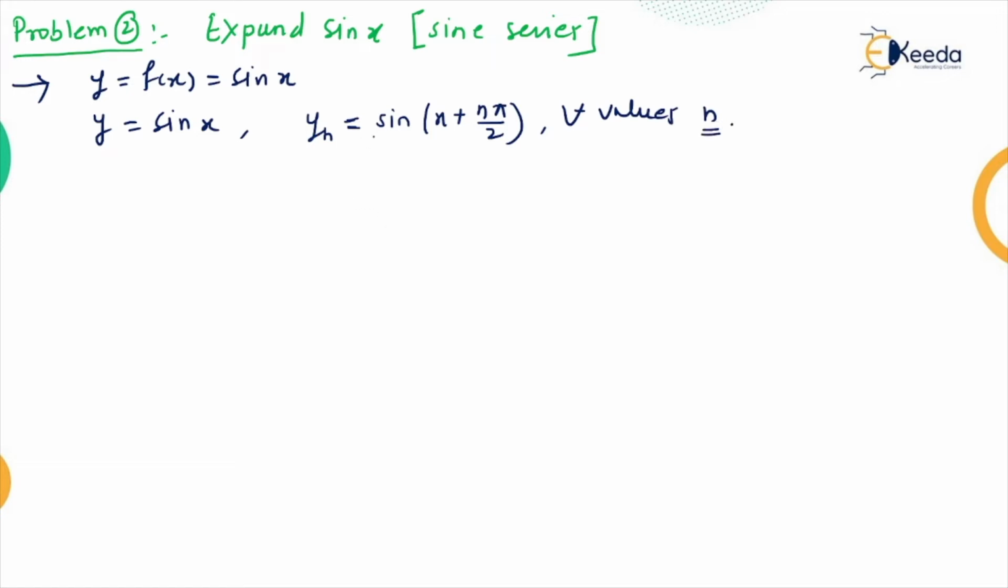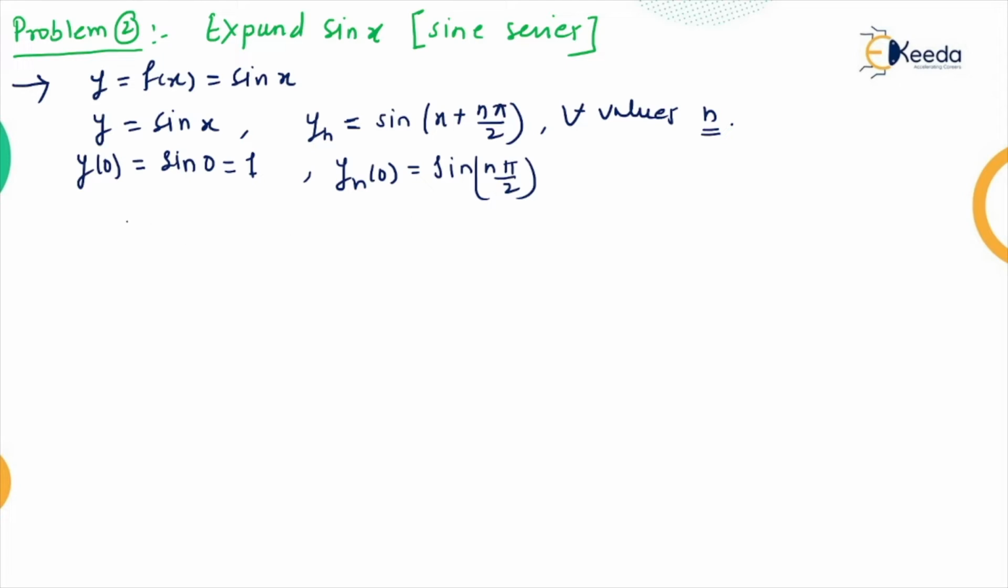If we substitute n equal to 1, y1 is sin of x plus pi by 2. Similarly y2 in this way. Now I am writing again y of 0. y of 0 means sin of 0, that is, replace x by 0 in this function, and you know very well the value of sin 0. And if we find y_n at the point 0, we get sin of n pi divided by 2 only, because x is 0.